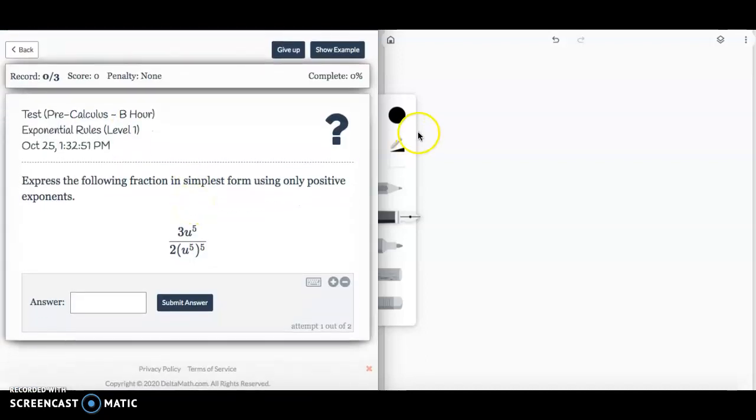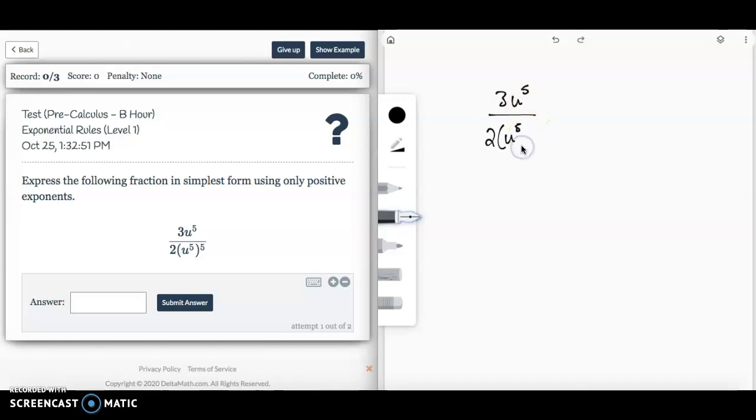It says express the following fraction in simplest form using only positive exponents. So I have 3u to the fifth over 2 times u to the fifth, and then we're going to start simplifying that. A couple of things I tend to look at first are my coefficients, so the numbers that actually appear here. Can I simplify 3 over 2 at all? They don't have any exponents acting on them, so I don't have to do anything with them first. And 3 over 2 is as simple as it gets, right? They're not both divisible by anything except 1. So my numbers are going to stay exactly the same.